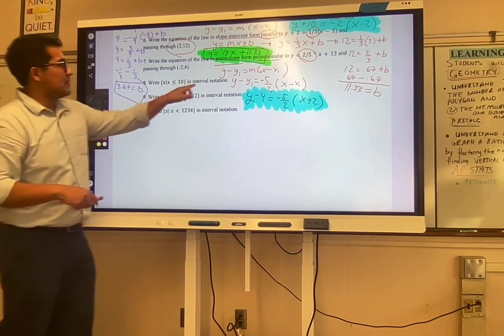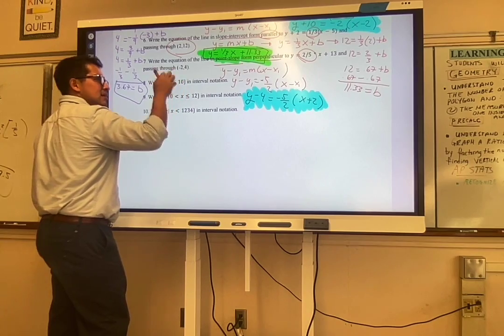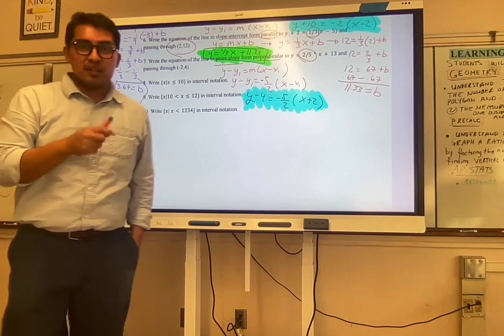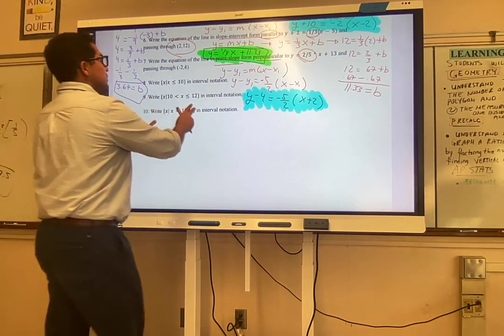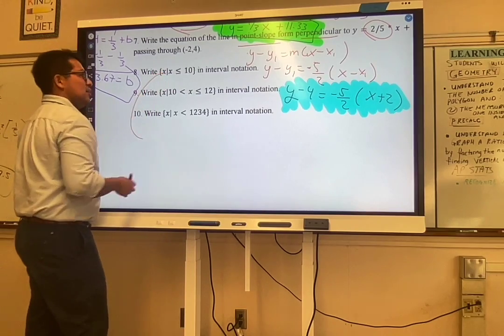Question 8, can you write this in interval notation? When I read this, it says x is less than 10, right? Because the arrow is pointing towards the 10. It can also be equal to 10. So putting that together, we're saying x is all the numbers that are equal to 10 or less, okay? So in interval notation, that would be written this way.